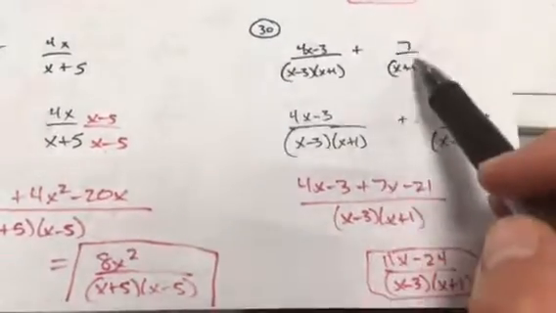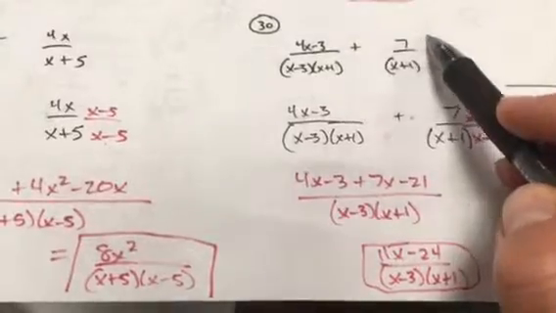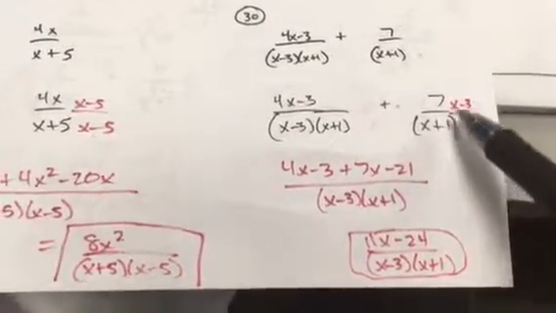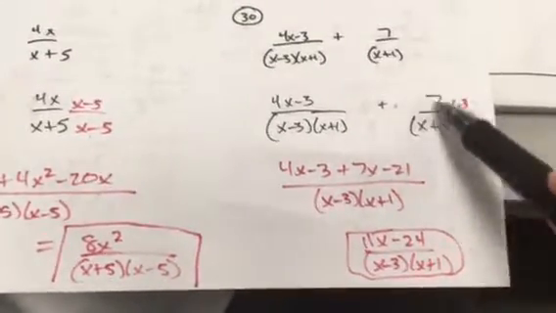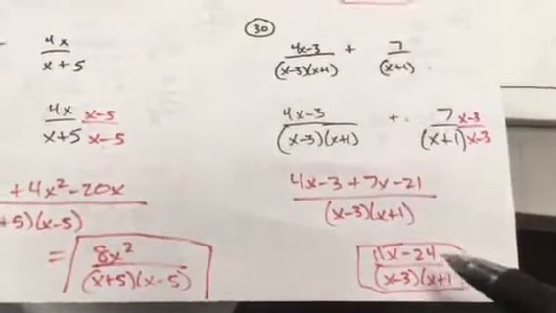On 30, guys, this has x plus 1, that has x plus 1, so this fraction simply needs x minus 3 over x minus 3. Use distribution, that becomes 7x minus 21. Combine the x's, combine the constants, and that is your answer.